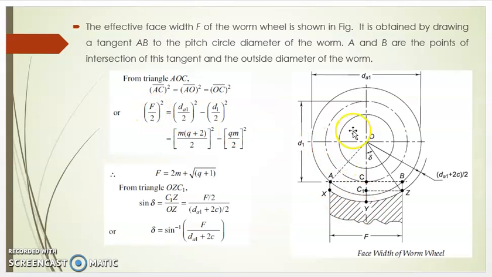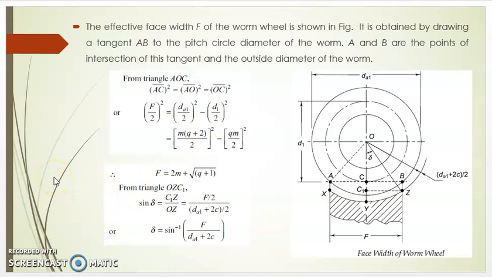From triangle AOC, AC square is equal to AO square minus OC square. Therefore, AC, meaning F by 2 whole square, is equal to (DA1 divided by 2) square minus (D1 divided by 2) square, which is equal to (m plus m(q plus 2) divided by 2) square minus (qm divided by 2) square. Therefore F is equal to 2m root of (q plus 1).